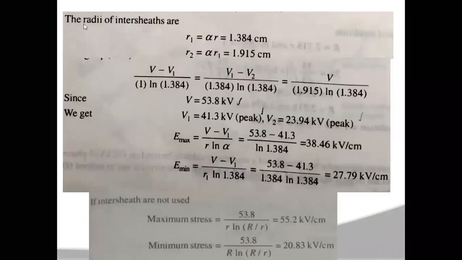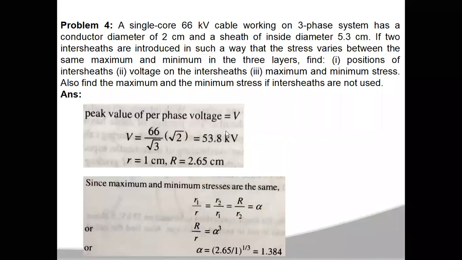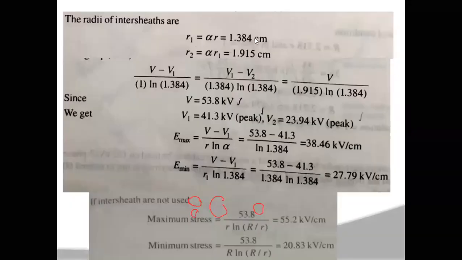Then the radius of the intersheaths R1, R2. From the same expression, R1 can be written as alpha into r. You know the alpha value, and r is given as 1 centimeter, so you will get R1. Now R2 is equal to R1 into alpha, so you will get the R2 value. So R1 is 1.384 centimeters and R2 is 1.915 centimeters.